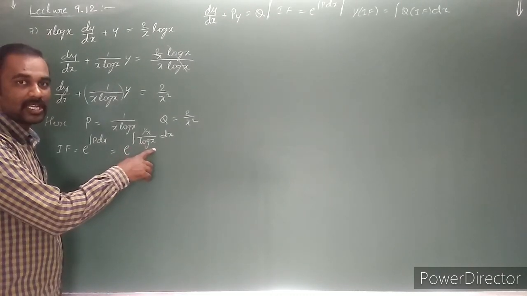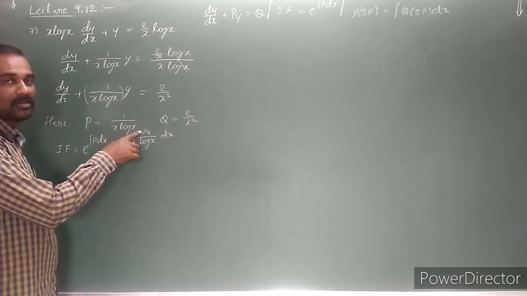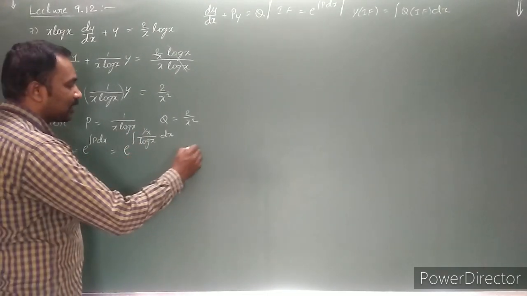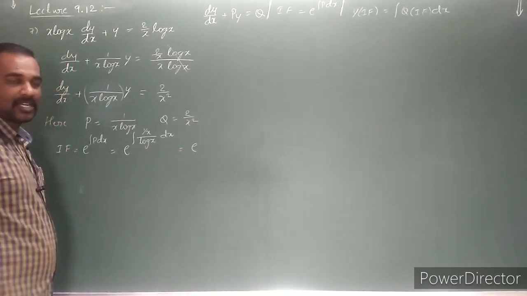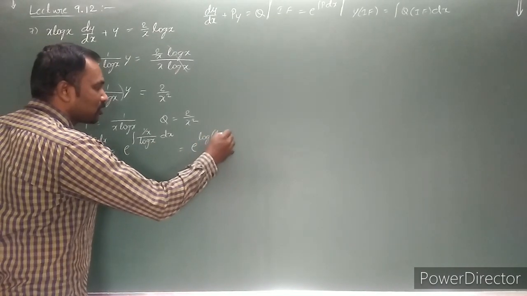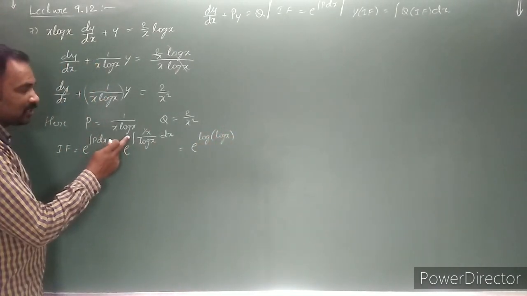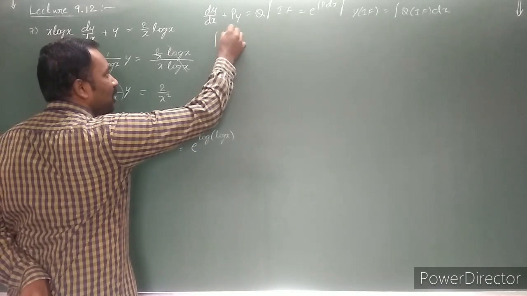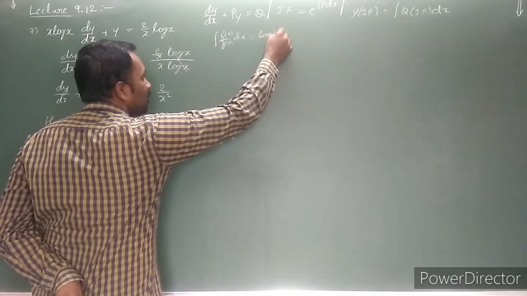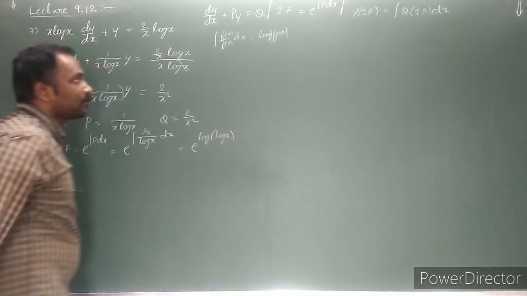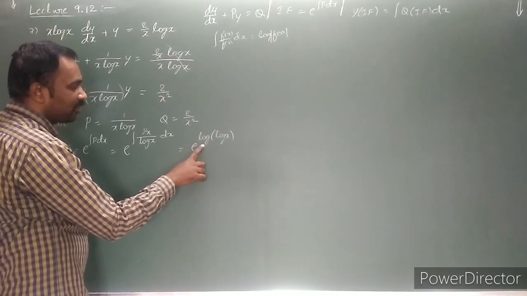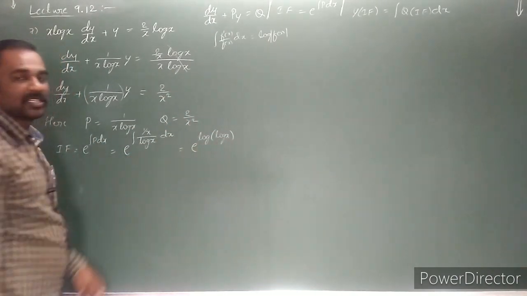What is f of x? Log x. What is the differentiation of log x? 1 by x. So we have f dash of x divided by f of x. Next, the integration of f dash of x divided by f of x is how much? Log of f of x. What is the value of f of x? Log x. Are you clear? So in place of f of x, we replace it with log x, and the outer log stays as it is.